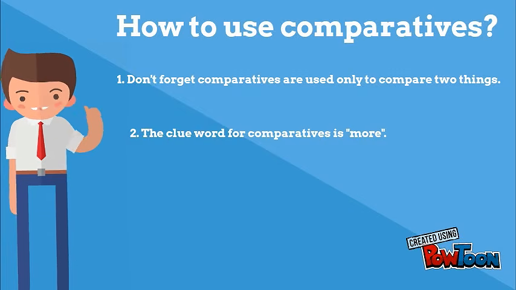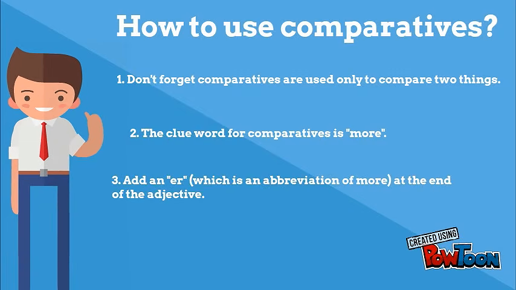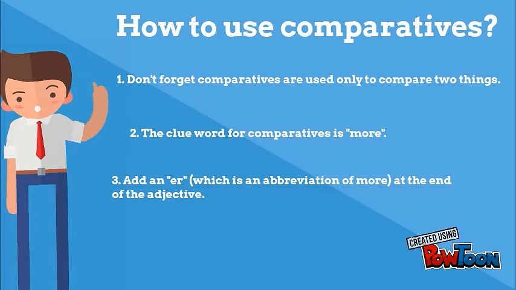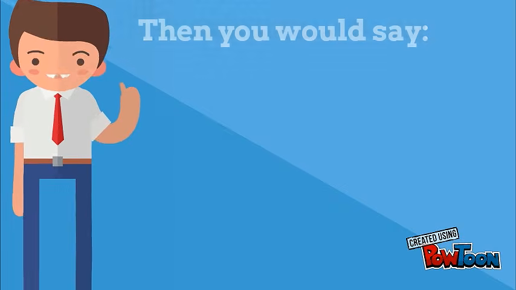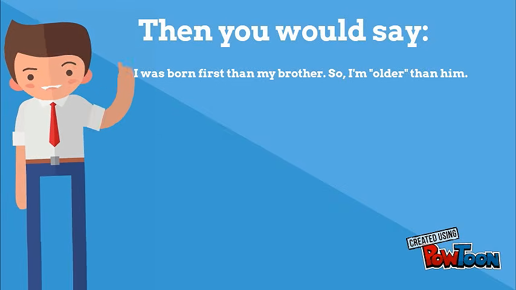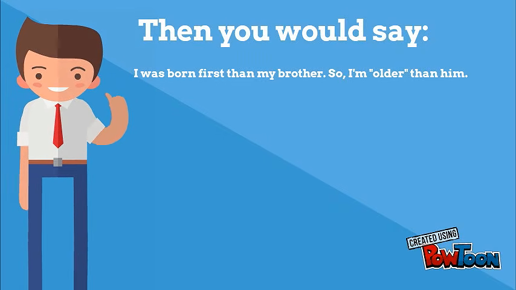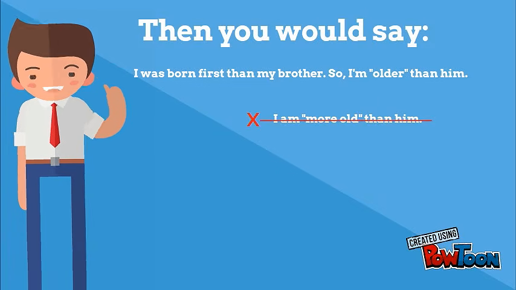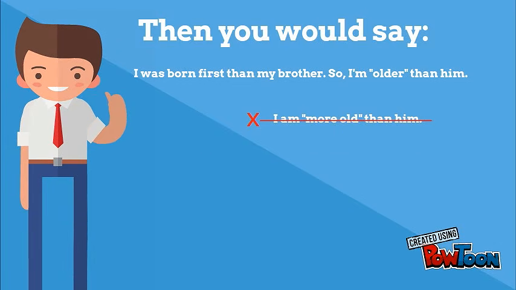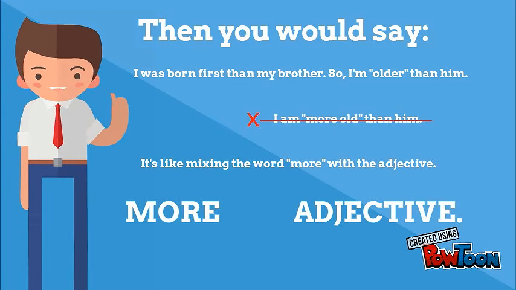The clue word for comparatives is more. Add an ER, which is an abbreviation of more, at the end of the adjective. And if the adjective is too short, just duplicate the last letter. Then you would say something like, I was born first than my brother, so I am older than him. What you cannot say is, I am more old than him. This is not correct. It's like mixing the word more with the adjective.